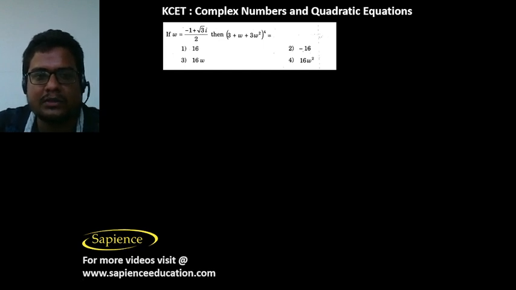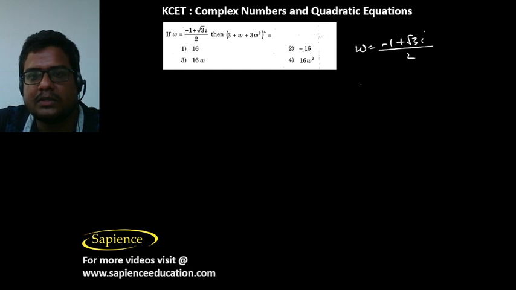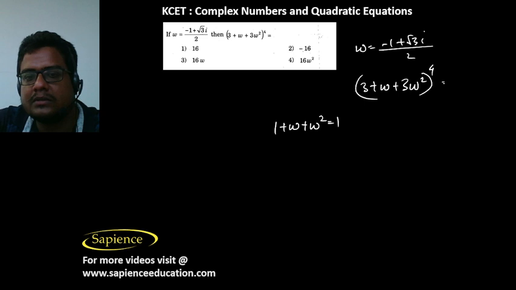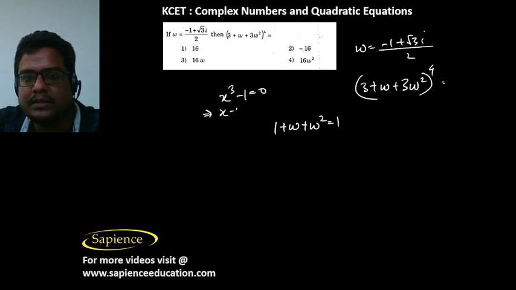Then here it is told that if omega equals to minus 1 plus root 3i by 2, then the value of (3 plus omega plus 3 omega square) whole power 4 is how much? Okay, now we know that 1 plus omega plus omega square is equal to 0, where omega and omega square are the cube roots of unity. Since we know that x cube minus 1 equal to 0, if we factorize it, then we get (x minus 1)(x square plus x plus 1) that is equal to 0. It means that the cube roots of 1 are 1, omega and omega square.